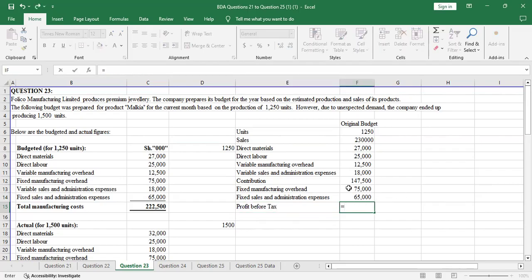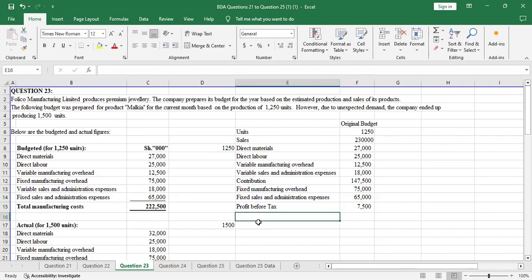So the profit before tax will be the contribution minus the sum of the fixed costs. So I'll subtract that to get the profit before tax. Is there anything I left out? 7 variable manufacturing overhead, 500 variable sales, 18,500. 500. Yeah, that's okay. Fixed sales and administration, that's okay.